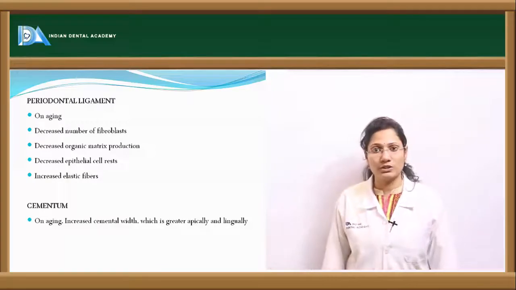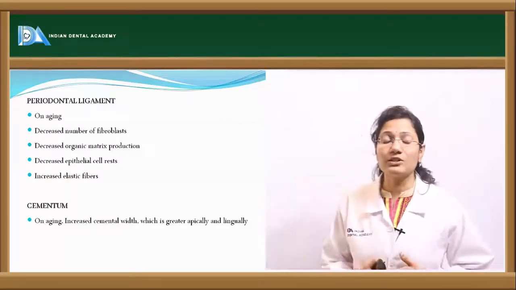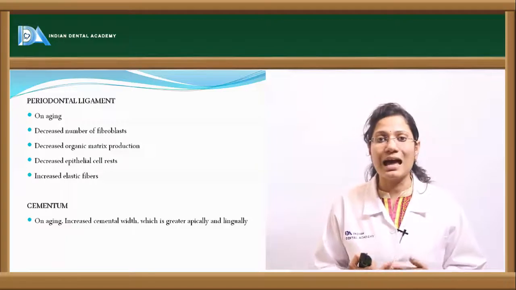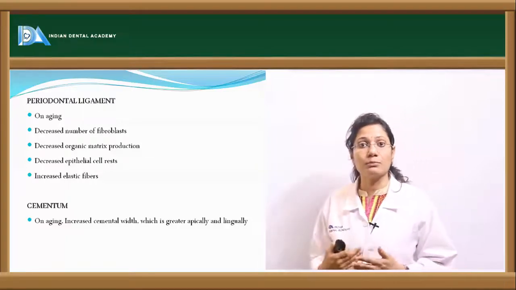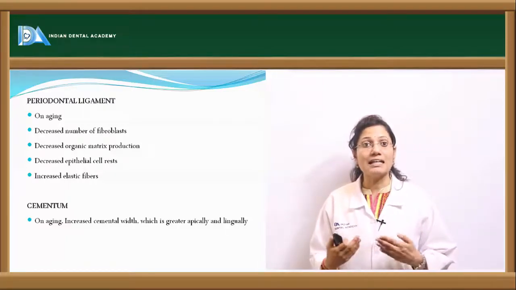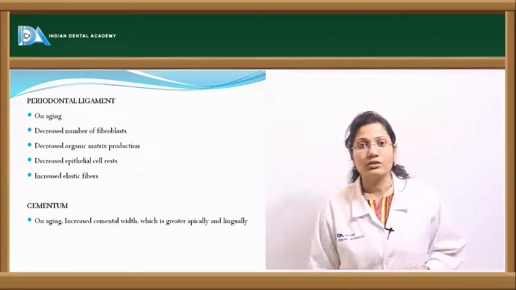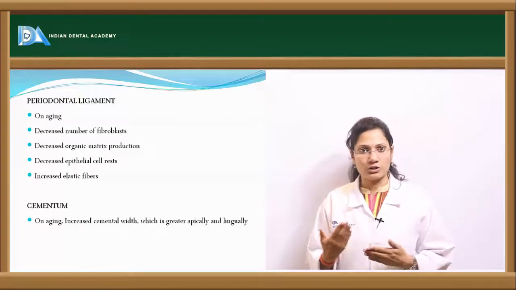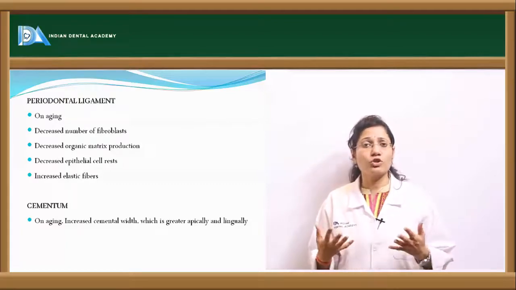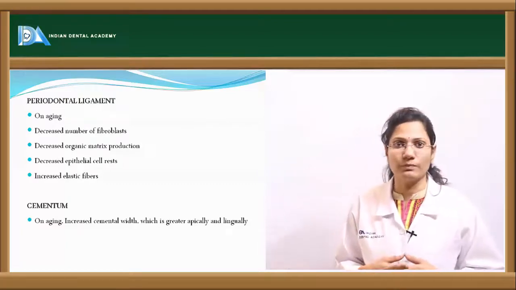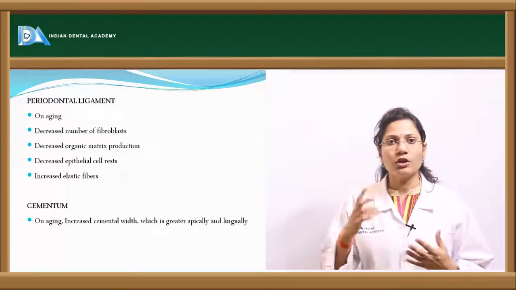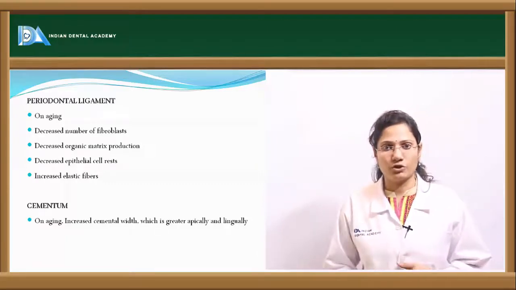What happens to cementum? We know that cementum increases in thickness as age advances. There is deposition of cementum apically as age advances and even laterally. Why? Because as a result of age, the most common hard tissue finding is attrition. So because of attrition, there is a kind of passive eruption of the tooth.